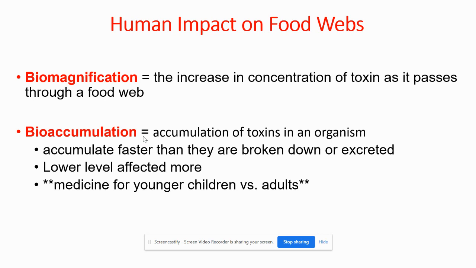Human impact on food webs. We're almost done, guys. Hang with me here. Human impact, biomagnification, and bioaccumulation are two really important vocab words that you will see on your end of the unit assessment. So biomagnification, think about that as it being magnified through the food web. So it's an increase in concentration of toxin as it passes through a food web. So the whole food web is involved in this one.